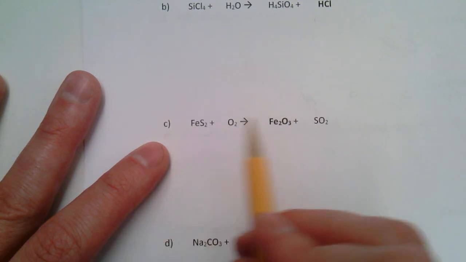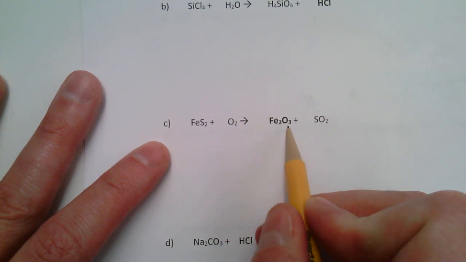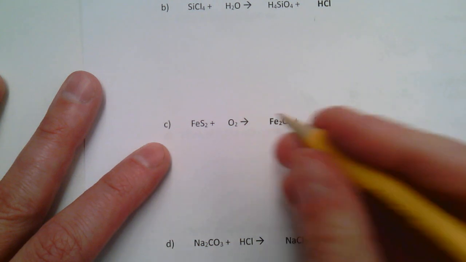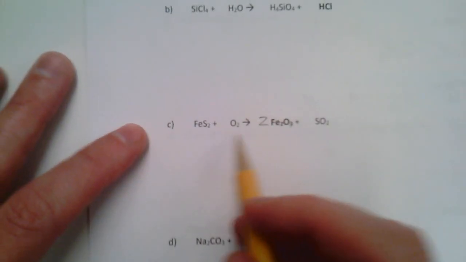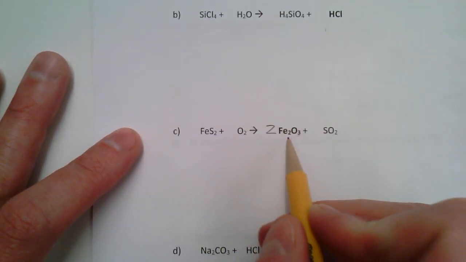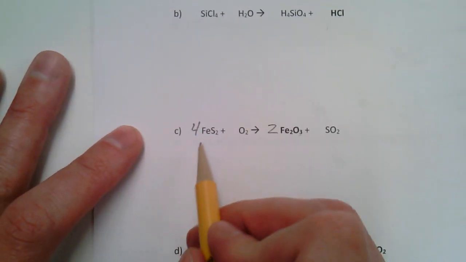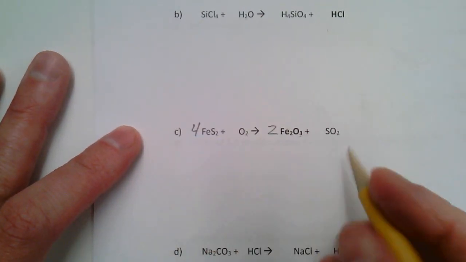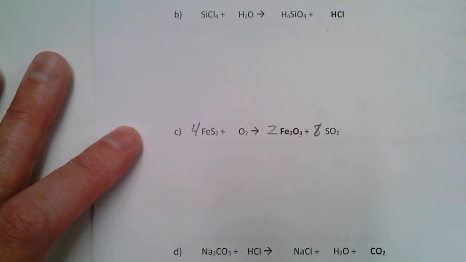Now if you went through and did your guess and check and everything, you would figure it out eventually. But anytime I see this odd number here, where I have an even number here, I'm just going to put a 2 in front of that, because now I have 6, which is even, which I can get to, which works. So I threw that 2 in front of there. Now I have 4 iron, so I need to put a 4 in front of that iron. Now I have 8 sulfur, so I need to put an 8 in front of that sulfur.